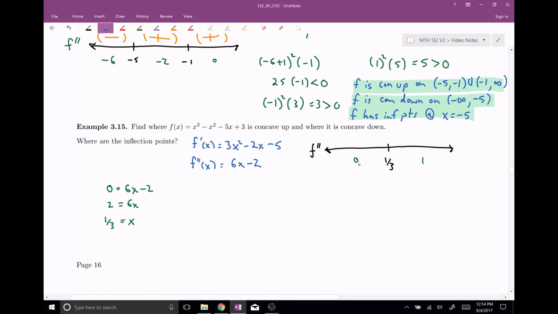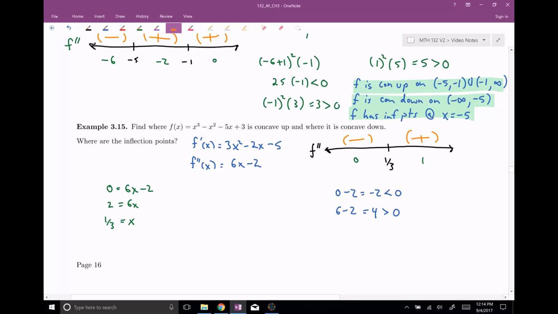If I choose 0 and plug it into the second derivative, this is going to give me 0 minus 2, so that's going to be -2, which is certainly less than 0. So therefore over here we have negative. Likewise, if you choose 1, you're going to have 6 times 1 will be 6 minus 2, that'll be 4. That's greater than 0, and so over here we have positive.